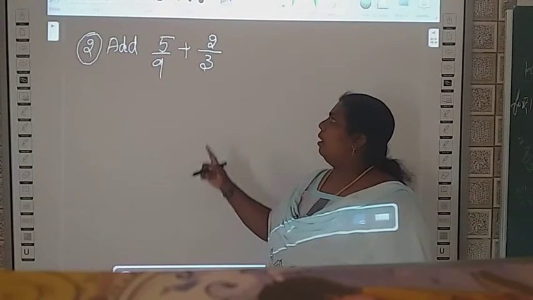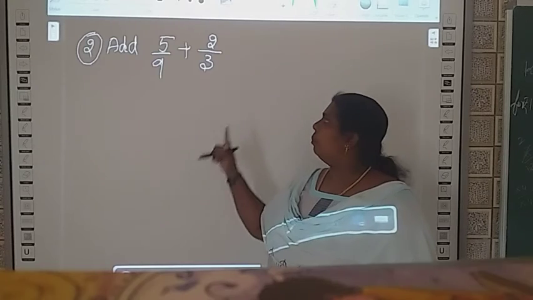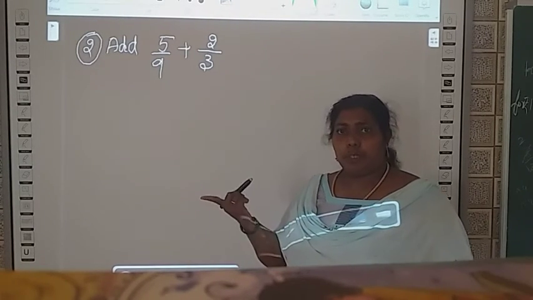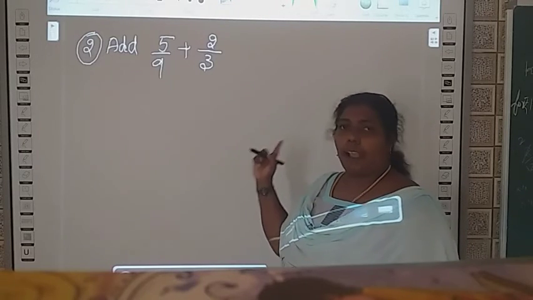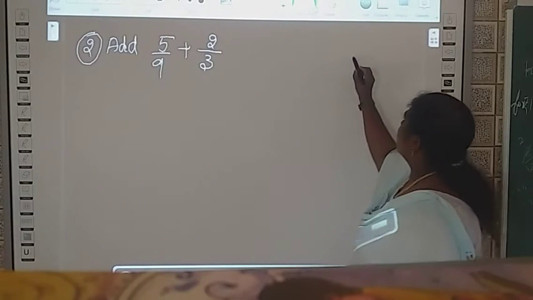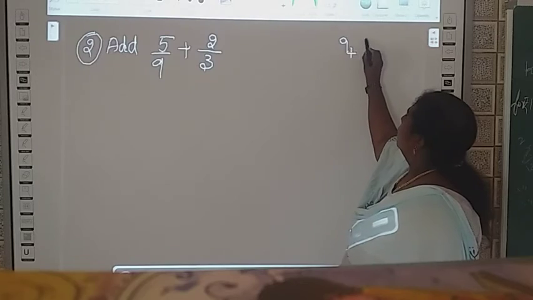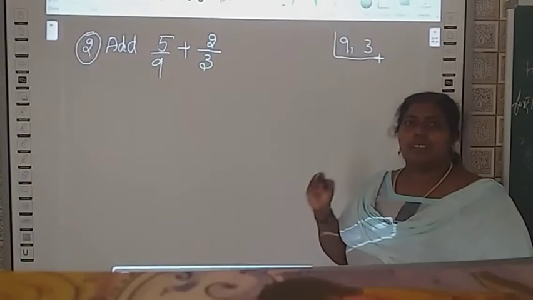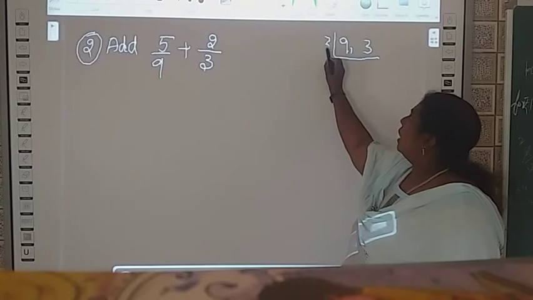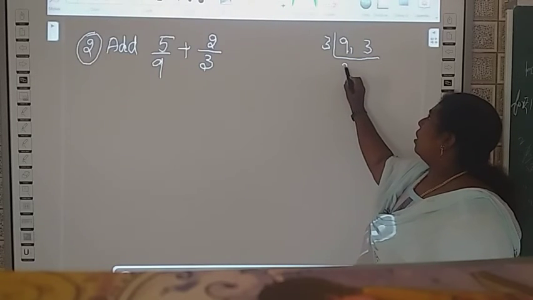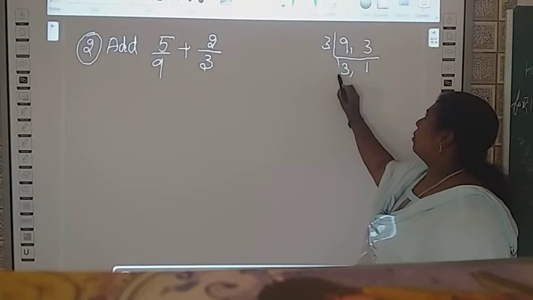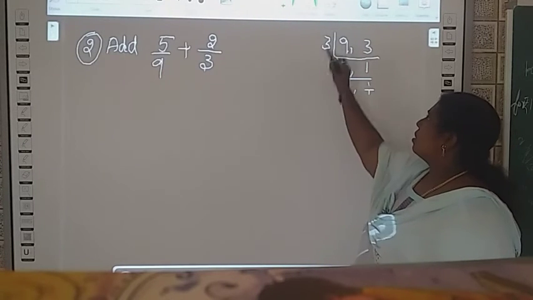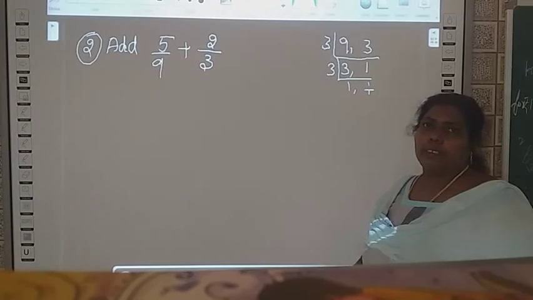See the second example. Add 5 by 9 plus 2 by 3. Okay, first what we have to do? We want to find the LCM of 9 and 3. Right? Find the LCM. 9, 3. So first which table do we want to use? Third table, right? How many times? 3 times. Here 1 time. Again third table, 1 time. Here 1. 3 times 3 is how much? 9, isn't it?